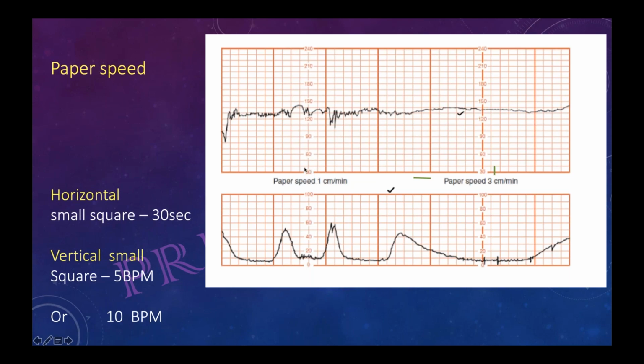Here you can see this much is 10 beats per minute, 10 BPM. In some other traces, you will find this as 5 beats per minute. No need to remember, just look at it and you will be able to calculate. But as in the exam we get the trace at 1 centimeter per minute, this will always be 1 minute. This calculation is important because it helps in interpreting the traces. Is this clear, people?